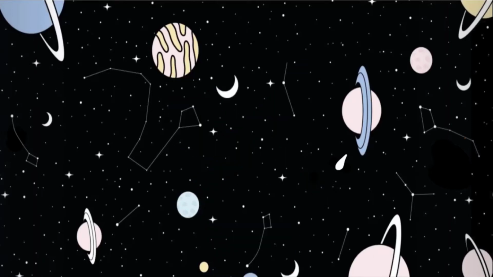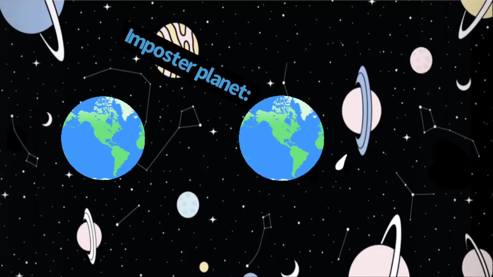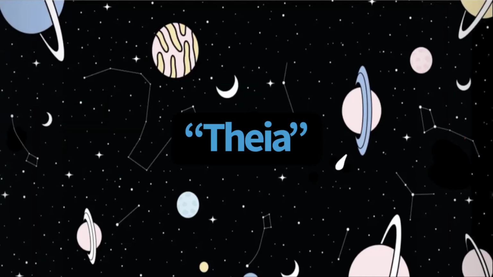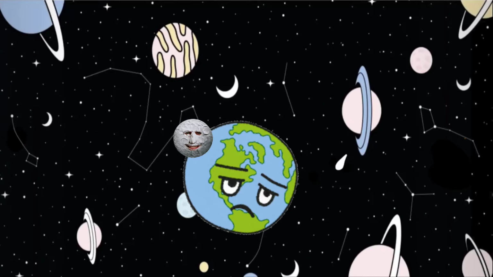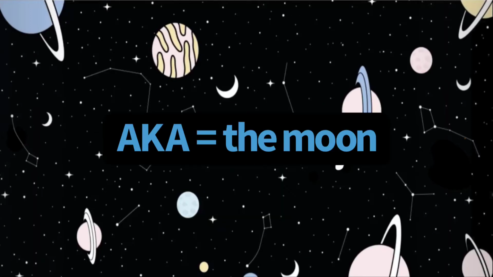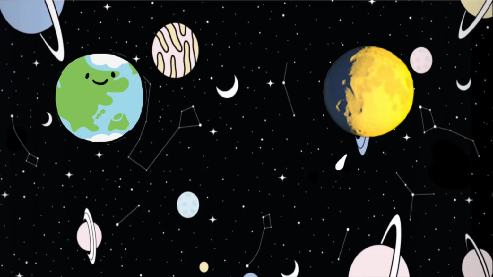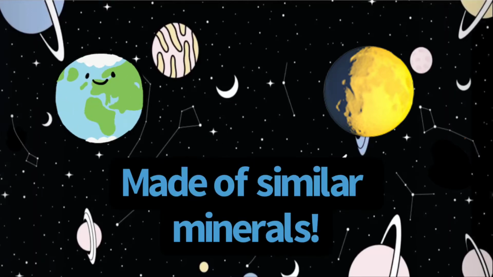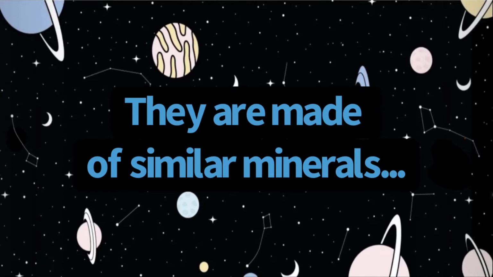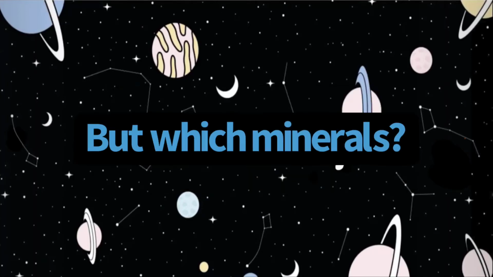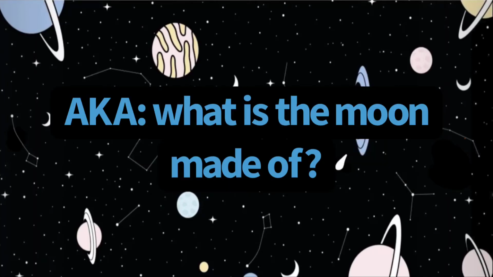There was possibly another planet named Theia, too bad that's not Earth's name, it's pretty cool, which crashed into Earth. When this happened, a piece of the Earth broke off and began orbiting the Earth, aka the moon. This theory is a little more reliable because the Earth and Moon are made up of similar minerals. This gives me the smooth transition into my second question, which is, what is the moon made of?